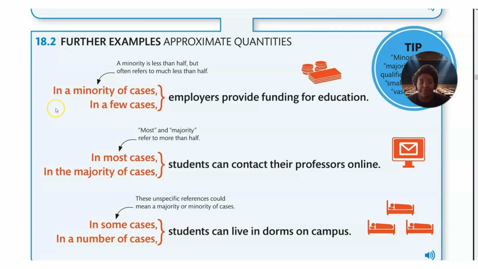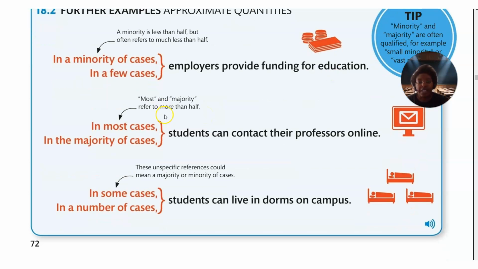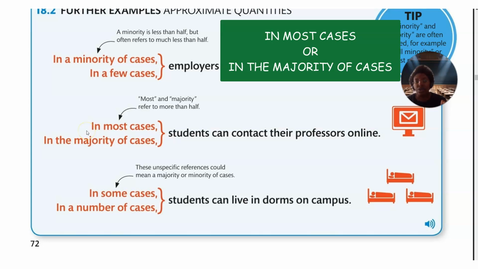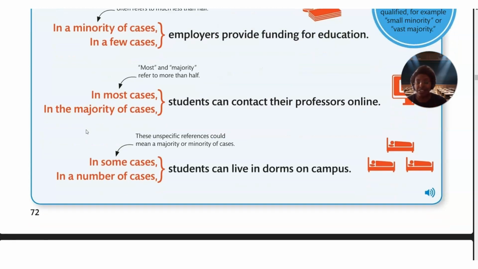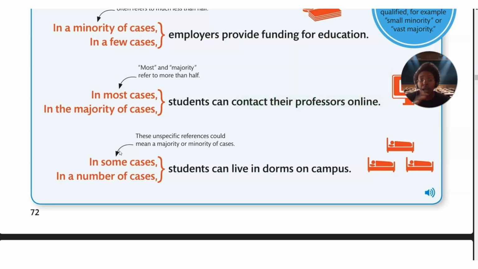Further examples, you can say, if a minority is less than half, but often refers to much less than half, you're going to use in a minority of cases, or in a few cases, employers provide funding for education. Then, if we're talking about most or majority, that refers to more than half, you're going to say in most cases, or in the majority of cases, students can contact their professors online. And then we had, in some cases, we just saw an example with that, or in a number of cases, we use these when we have an unspecific reference that could mean a majority or a minority of cases. So it can go either way. We just say in a number of cases, or in some cases, students can live in dorms on campus.